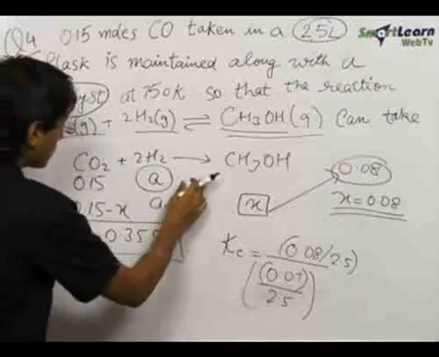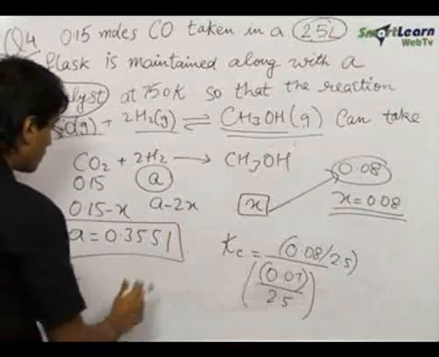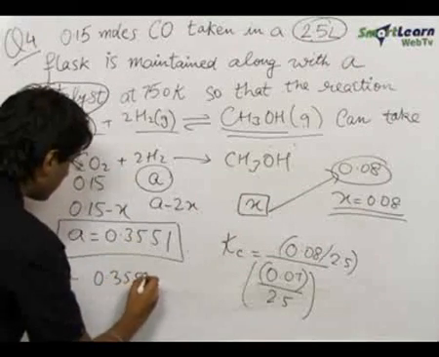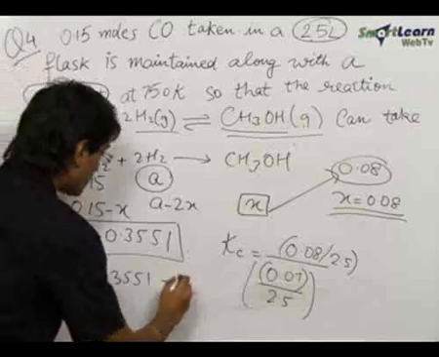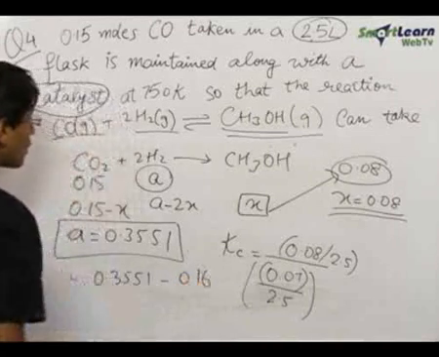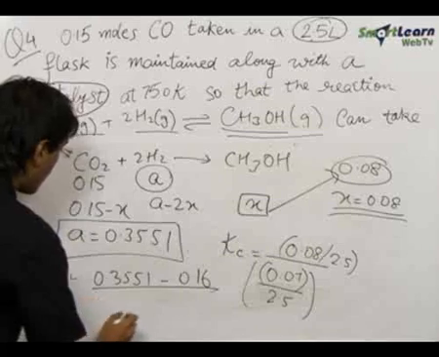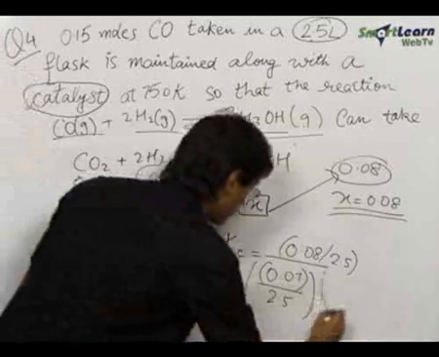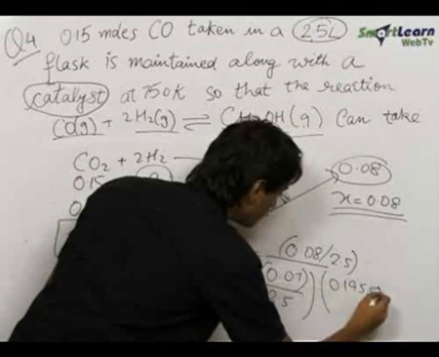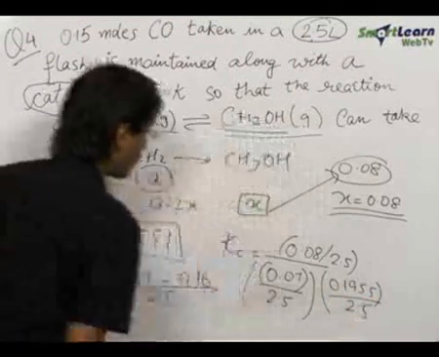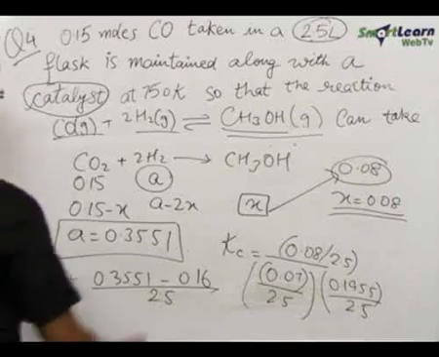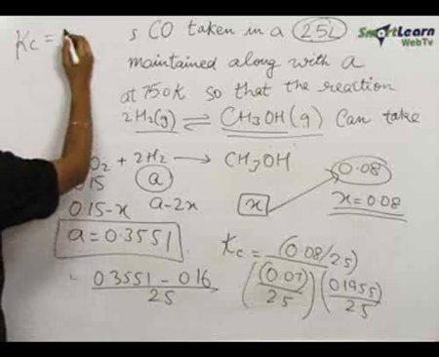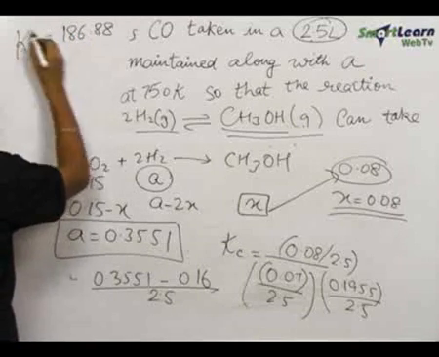And the hydrogen concentration is A minus 2X, that is 0.3551 minus 2X, which is 0.1951, but this is the number of moles of hydrogen present at equilibrium. We have to divide this by 2.5. This becomes 0.1955 divided by 2.5. On solving this, we get the value of Kc to be equal to 186.88.